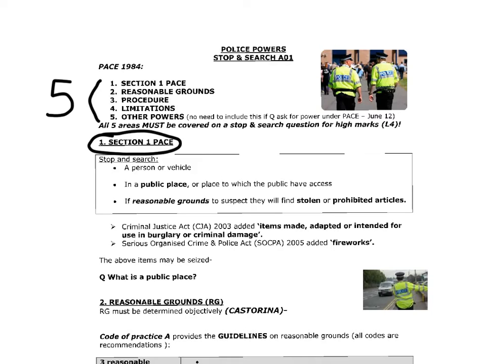So if we have a look then, first of all, what does Section 1 say? Well, Section 1 stipulates that for a stop and search, the police officers will be stopping a person or a vehicle in a public place or place to which the public have got access. So it either needs to be in the city centre, on the street, etc. But it can't be in your house, basically, because that is not public access. It's private land. They can do this if they've got reasonable grounds to believe that they'll find something that you've stolen or something that is prohibited. Prohibited means not allowed. So you've either got something that you've stolen, that they think you've stolen, or something that is not allowed. Okay?